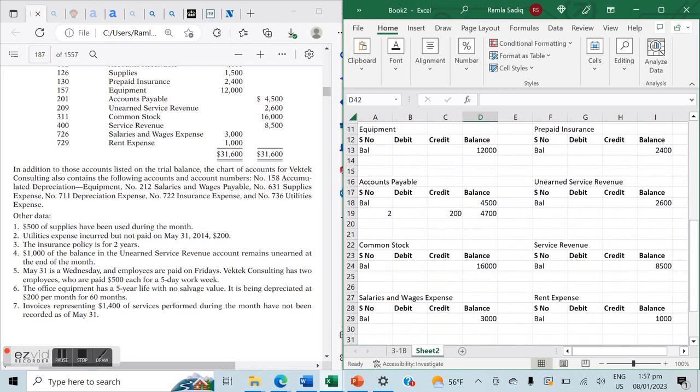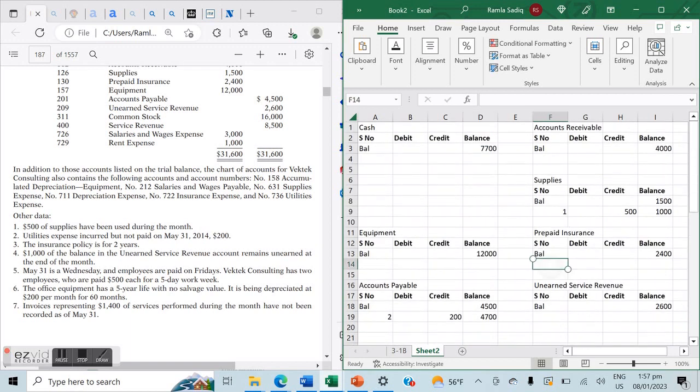And this will go to prepaid insurance, which is up here. And this is our third serial entry, and it is to be credited by $100. And so the credit side decreases our asset account for prepaid insurance. So $2,400 minus 100 will give us $2,300 there. This is our third entry.